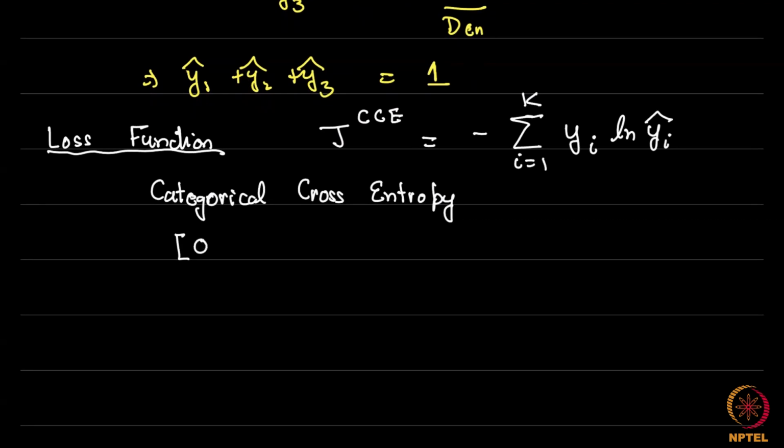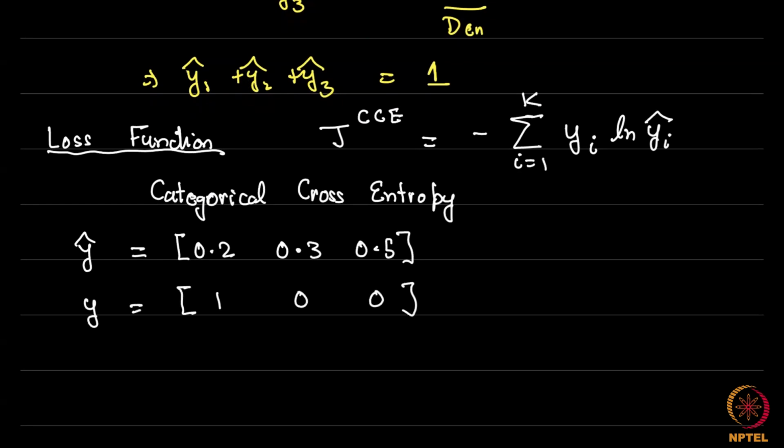All it is, let's say I have some example. Let's say y hat is 0.2, 0.3, 0.5, and the actual ground truth is 1, 0, 0. Let's say we actually have a misclassification. The one which seems to be most probable according to your model is 0.5, but the actual truth is that it is a cat.